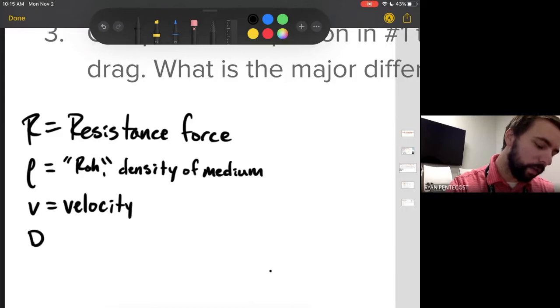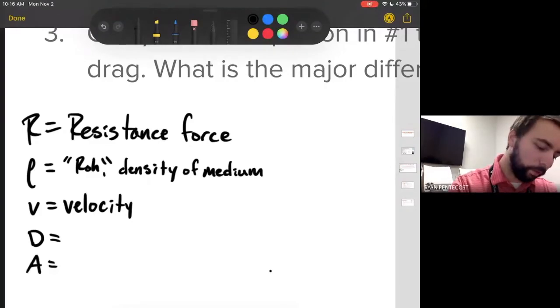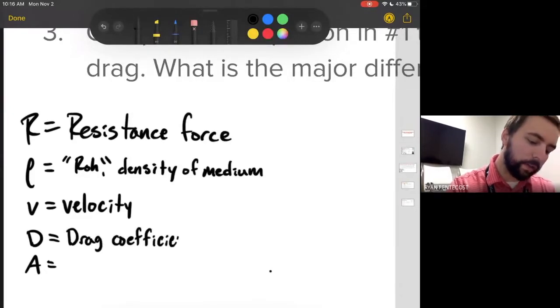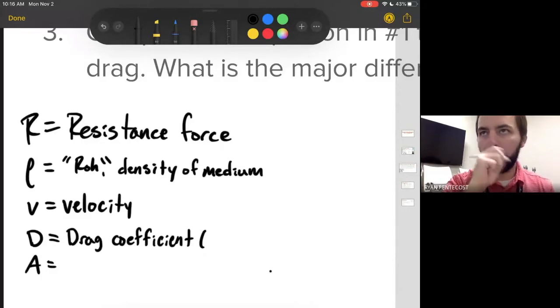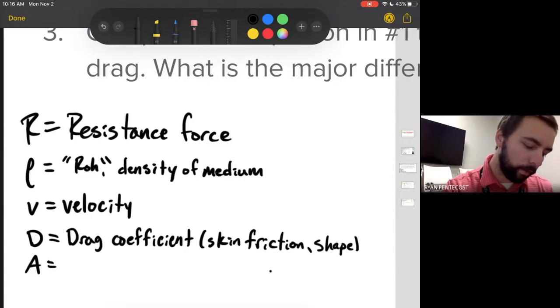Next is D and A, right? Now, D stands for drag coefficient. And a drag coefficient takes in many variables such as skin friction. We'll talk about that in a second. It also takes into account the shape of the object. And A takes into account the profile area.